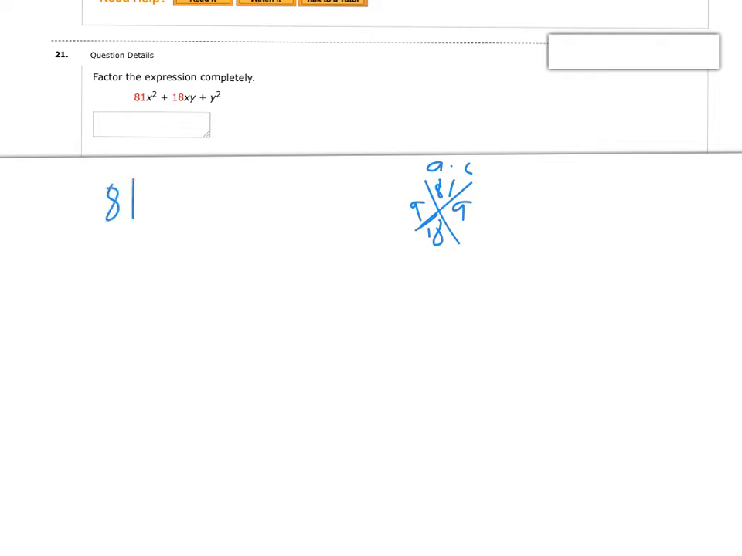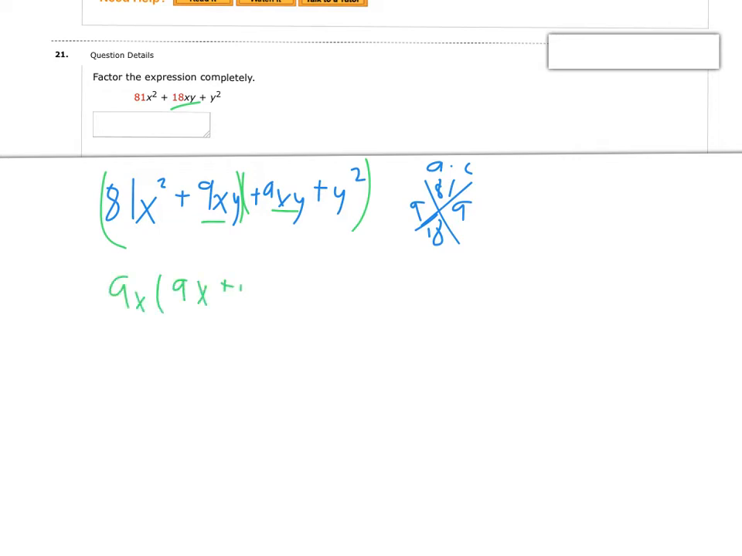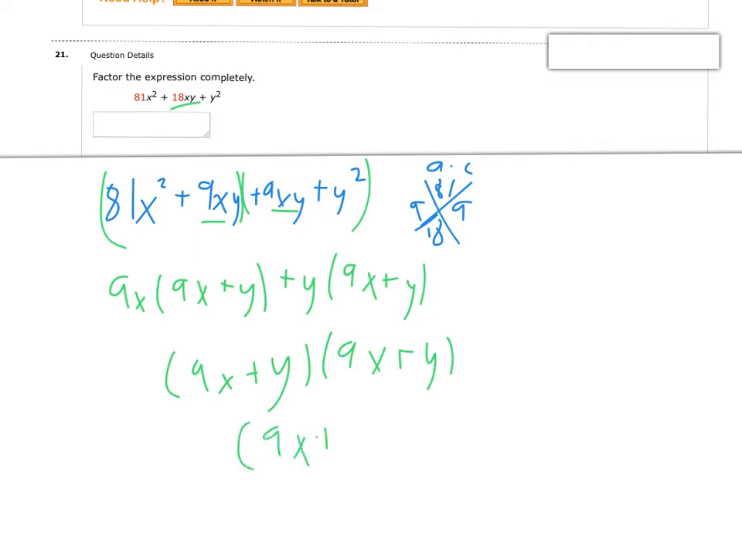So since I have a weird a value here, I'm going to rewrite this, but I'm going to split up that one in the middle as 9xy and 9xy, and then plus y squared. And so now I'm going to use my grouping. The reason I attached the xy here is because that was the middle term. So I'm going to take out a 9x out of the first one, which leaves me 9x plus y. And then I can take out a y out of the second one, which leaves me with 9x plus y. And so this would just be 9x plus y times 9x plus y, which I would guess they want you to write as 9x plus y squared.